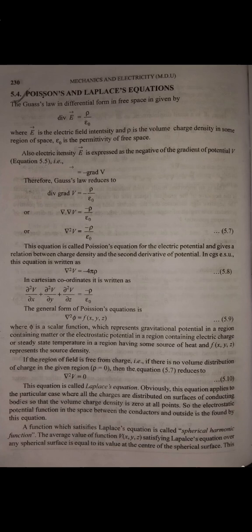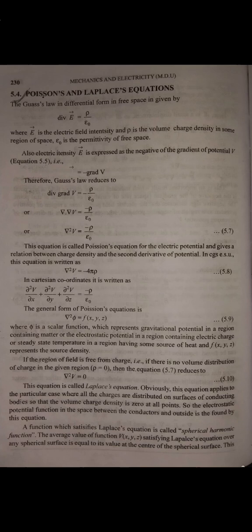If the region of field is free from charge, for example, if there is no volume distribution of charge in the given region, that is rho is equal to 0, then equation 5.7 reduces to del square V is equal to 0.